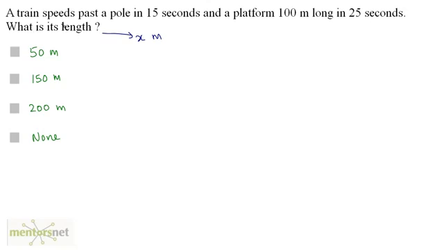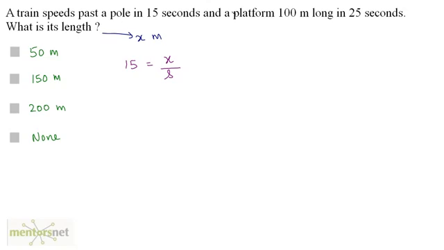Now this train speeds past a pole in 15 seconds. So the time taken to travel x meters is given, which is 15, and it is equal to the distance upon speed. The distance is x meters upon, let the speed be s meters per second. Right. Now, what else is given to us?